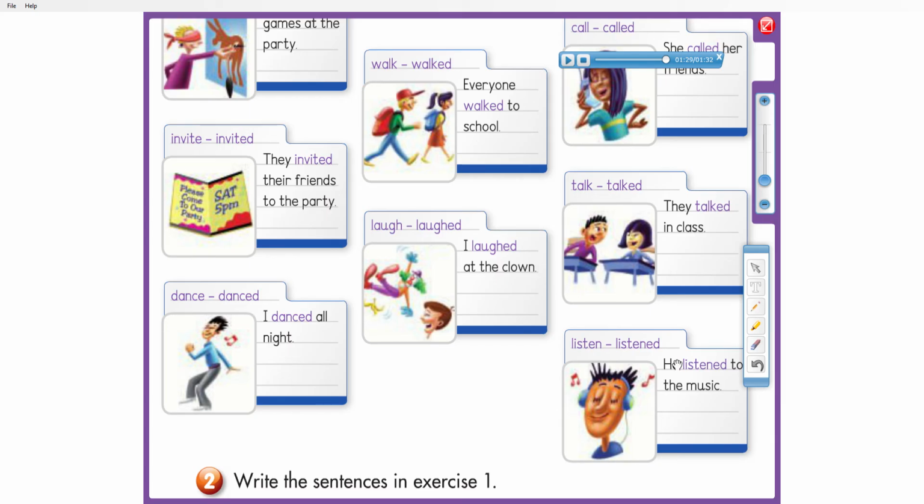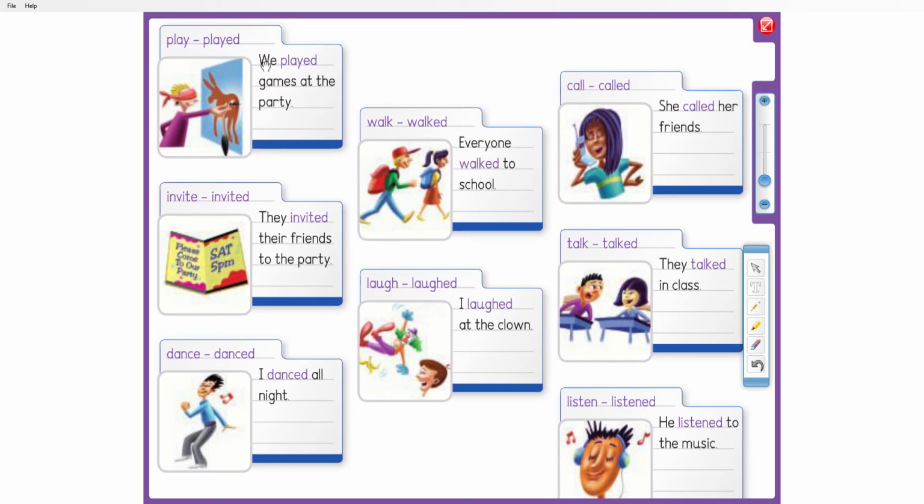We're talking about the past, okay? Now, if you have noticed, how do we change a verb from the simple present to the simple past? We change that by adding ed. Play becomes played. Hold on, I'm just going to add it here.